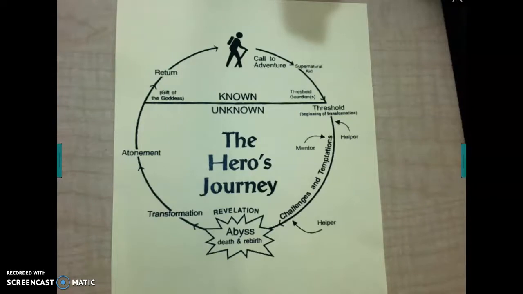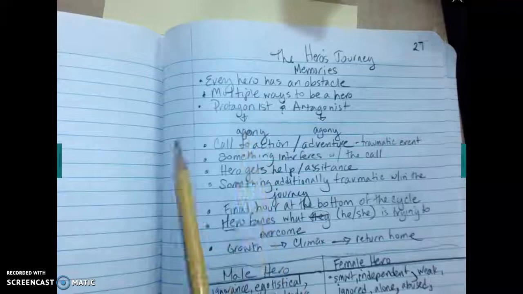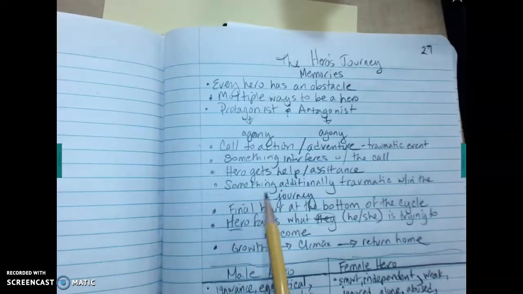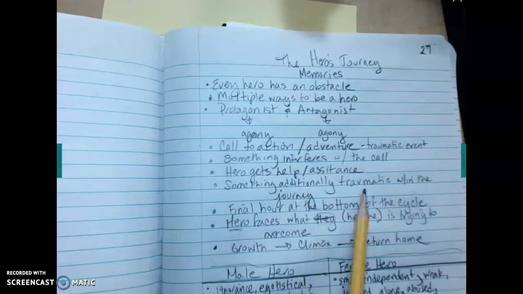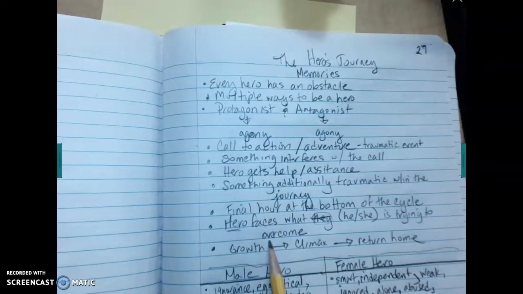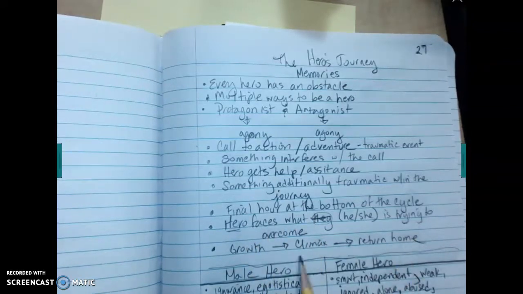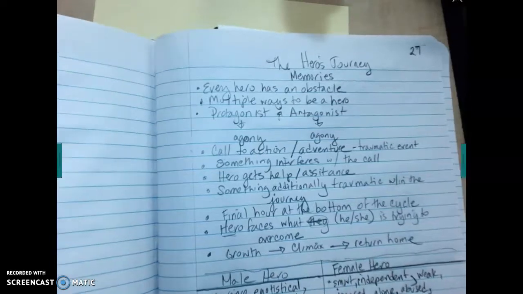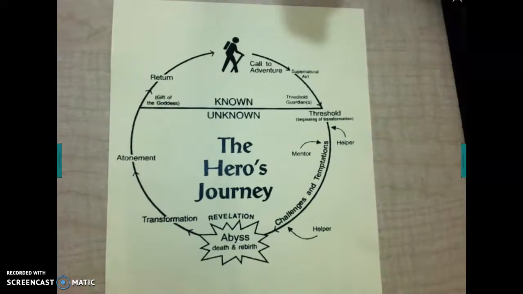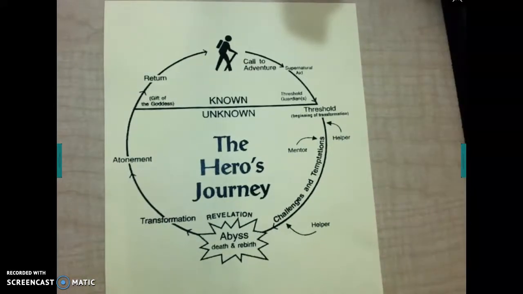Okay, so most of you remember from freshman year or even from last year, and from what we actually talked about yesterday, that the hero's journey has certain steps. And as several of you mentioned, it has steps such as a call to action, something that interferes with the call, the hero gets assistance, something additionally traumatic happens within the journey, there's a final hour at the bottom of the cycle, the hero faces what he or she is trying to overcome, and then there's a return home. Okay, so that's what this is. I'm not sure which version that you got, but they're all pretty much the same.